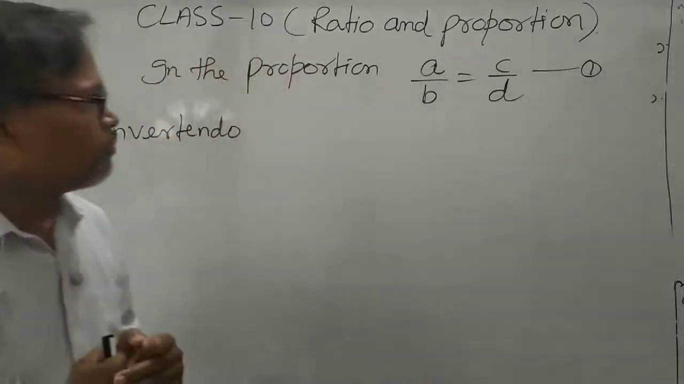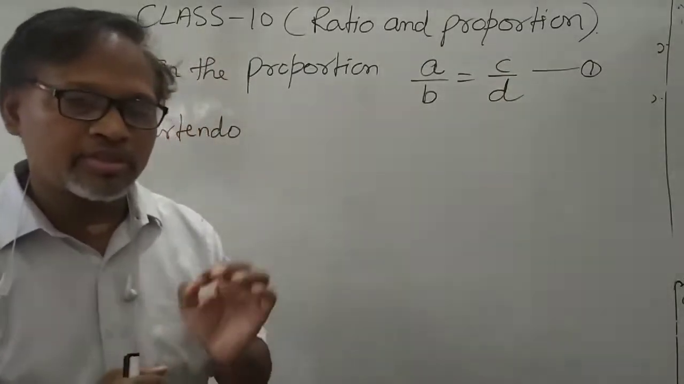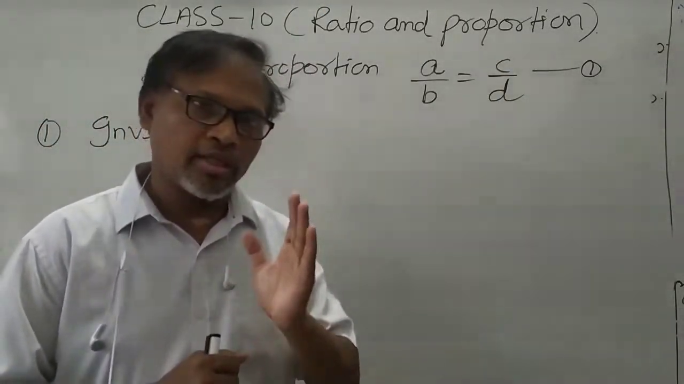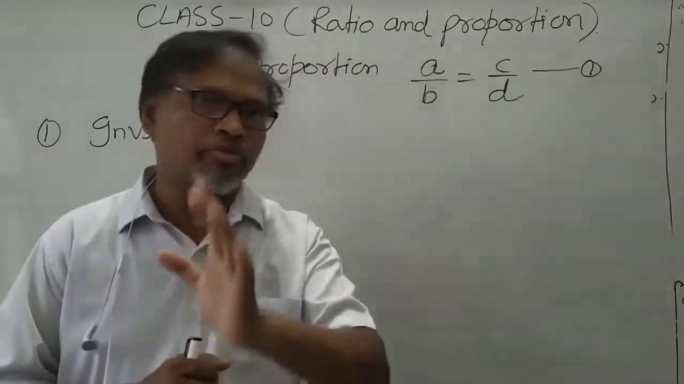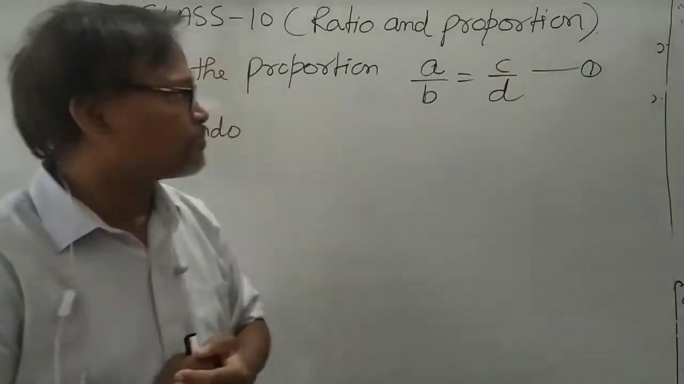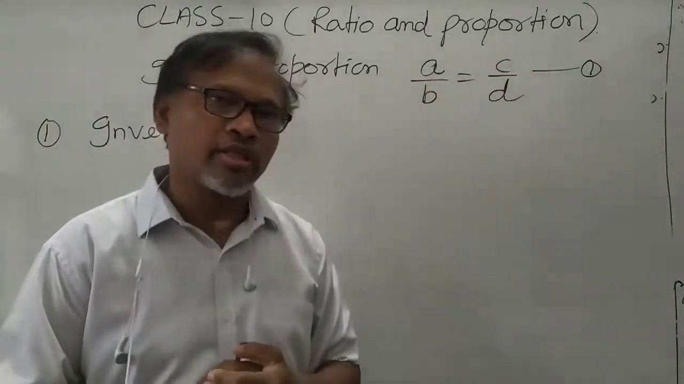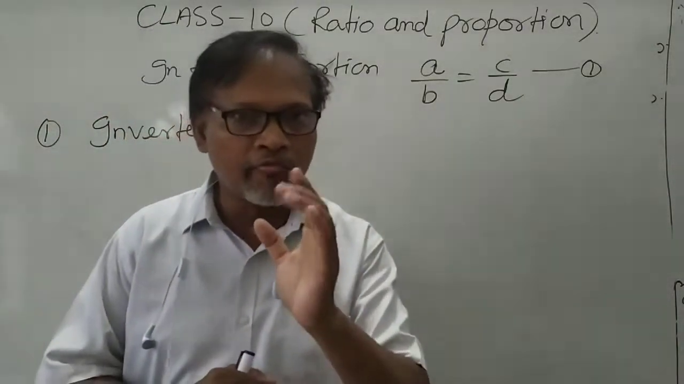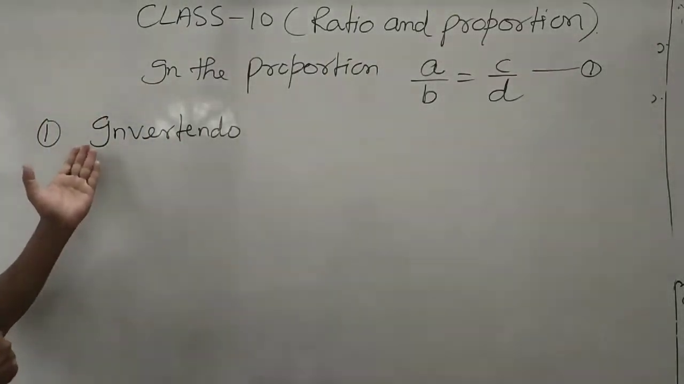I have taken one proportion, A upon B is equal to C upon D, meaning A is to B proportionality, C is to D, meaning A, B, C, D are in proportion. Equation number 1. Taking the reference of this equation, I will explain every term. The first one is invertendo.